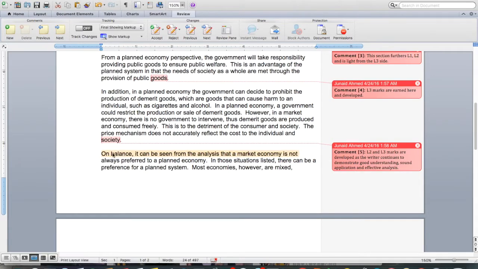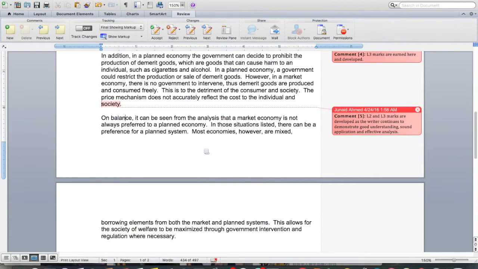On balance, it can be seen from the analysis that a market economy is not always preferred to a planned economy. In those situations listed, there can be a preference for a planned system. Most economies, however, are mixed, borrowing elements from both the market and planned systems. This allows for the welfare of society to be maximized through government intervention and regulation where necessary. So let's say here, L1 marks are achieved.